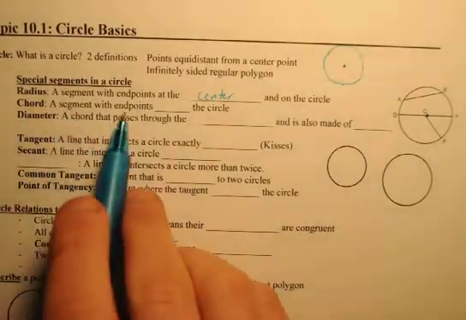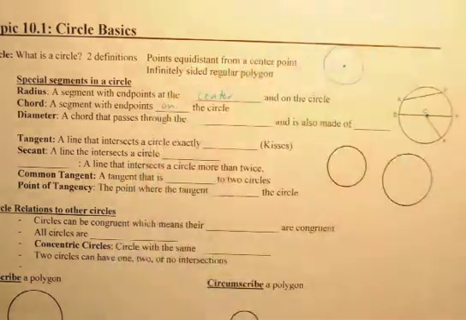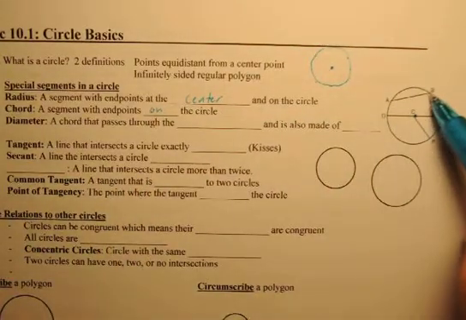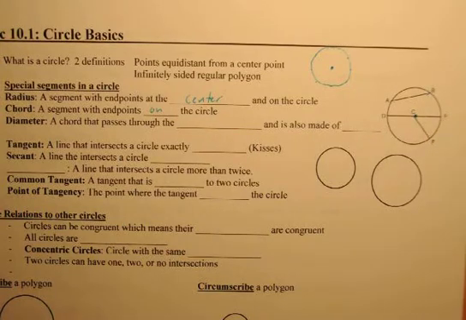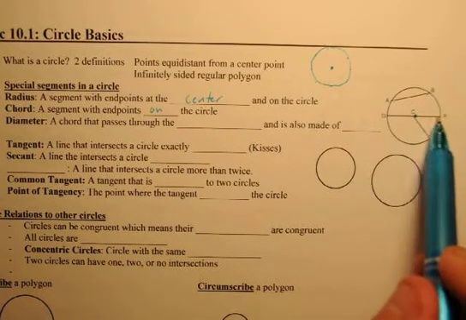A chord is a segment with endpoints on the circle. So here's a chord right here. A and B are on the circle. That's a chord. Do you see any other chords? Yes. DE is also a chord.